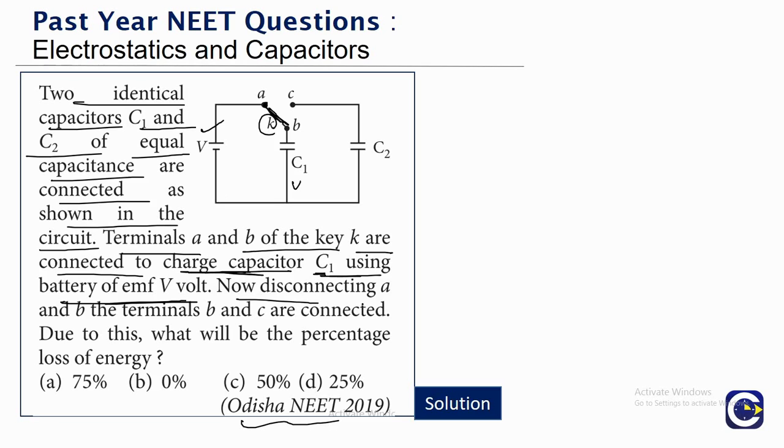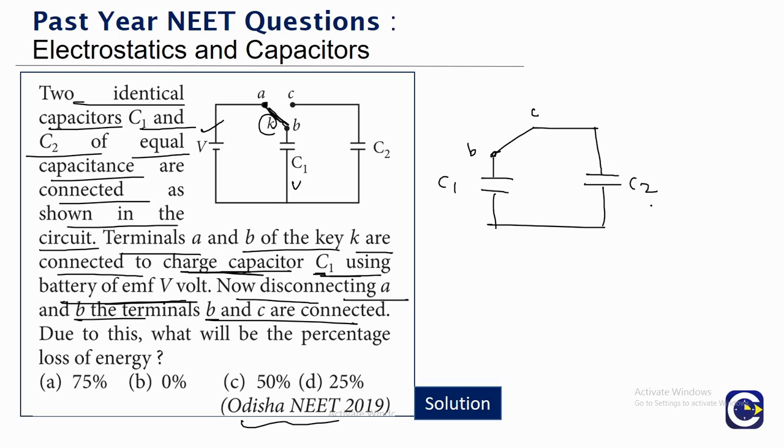Now, disconnecting the A and B terminals, B and C are connected. Maybe we can just draw it. Once the capacitor C1 is fully charged, we disconnect B from A and we connect B and C. Now we will see that this C2 is initially uncharged. This one is charged because we have just charged it using the battery, right? When you connect B and C, it is like C1 and C2 are connected across. It is like they both are in parallel, or we can also say they are connected across.